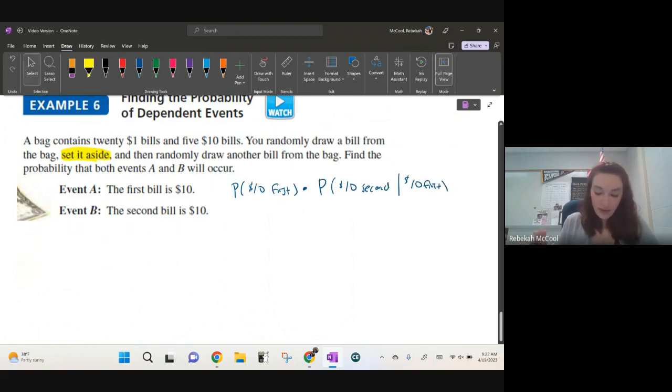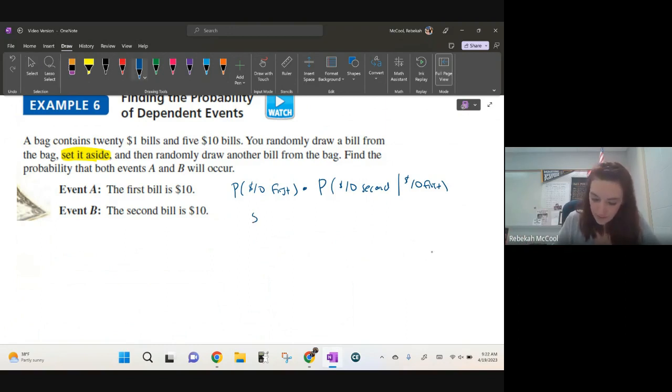So the probability that the first bill drawn is $10. How many $10 bills do we have? We've got 5 of those. And we have to divide that by how many total bills there are. So 20 and 5 would be 25 total bills. Okay, so next we need the probability that we drew a $10 bill second, given that we drew a $10 bill first.